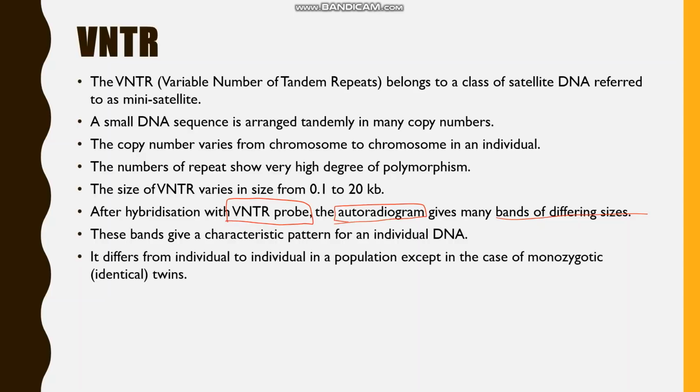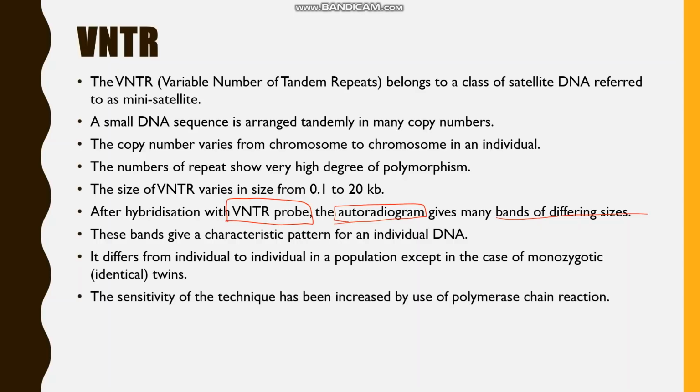It differs from individual to individual in a population, except in the case of monozygotic or identical twins. That means identical twins are derived from the same zygote, so their genetic material is exactly the same, 100% similar. That is why DNA fingerprinting is not applicable to identical twins.